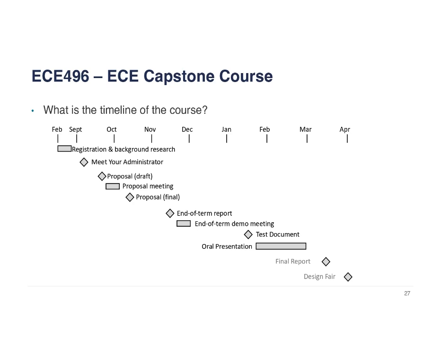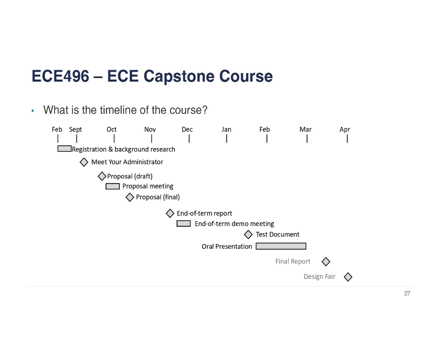You will meet your administrator. I'll talk about the roles in a minute. You develop a proposal for your project. You refine the proposal, and then you finalize it, and then you work on it. There's also a meeting where you propose the project to your supervisor and administrator. There's an end of term report and meeting.